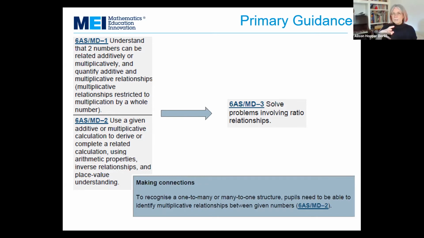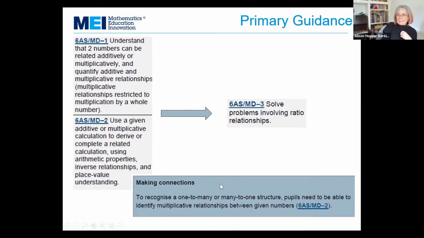And that has an enormous impact on their thinking as they go on. And we know how much of the upper primary, but certainly Key Stage 3 and then on into the GCSE curriculum, is absolutely underpinned by a really secure understanding of multiplicative relationships. So this is why ratio is one of those really important ones for starting to think about. So those multiplicative relationships, really important.